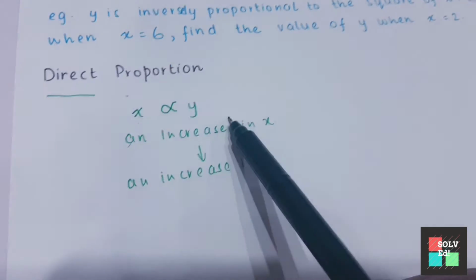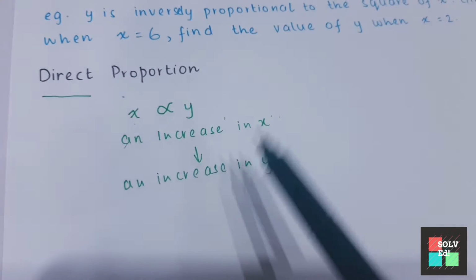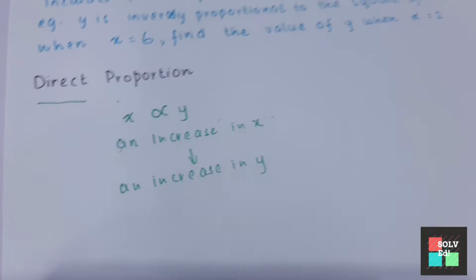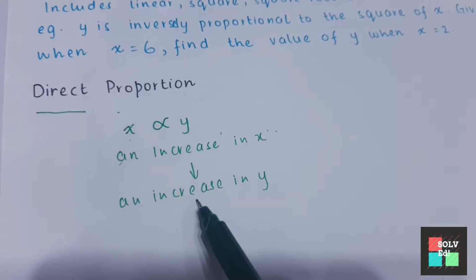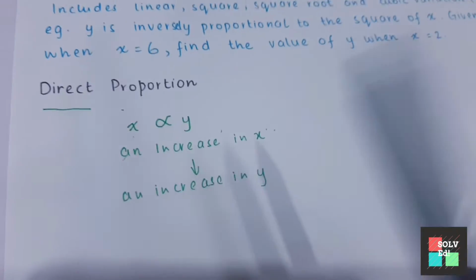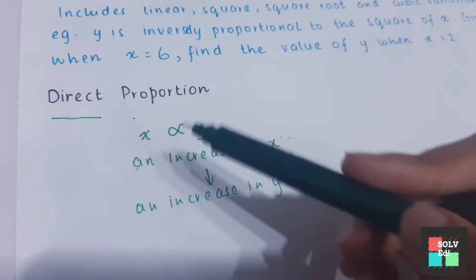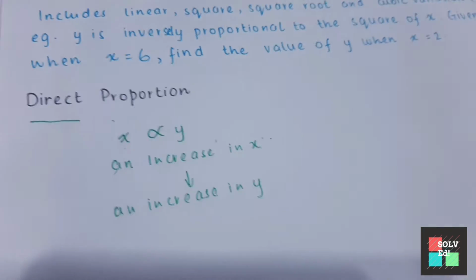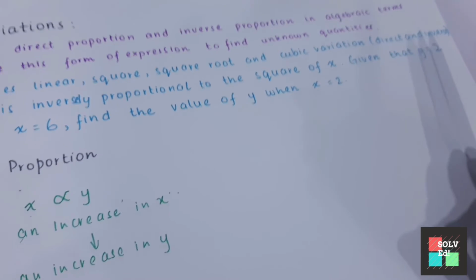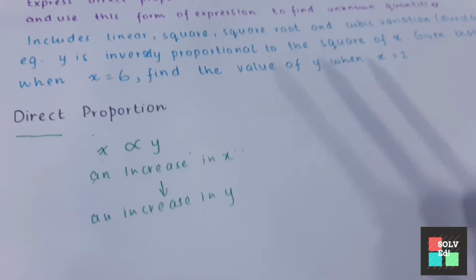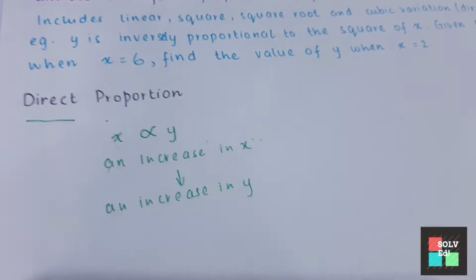So if there is an increase in x, there's going to be an increase in y. It can be in a different amount, but there is going to be an increase. So there should be a very similar change. It's not that if x increases, y should decrease. That would be something different. That would be a case of inverse proportion, but here we're considering direct proportion.